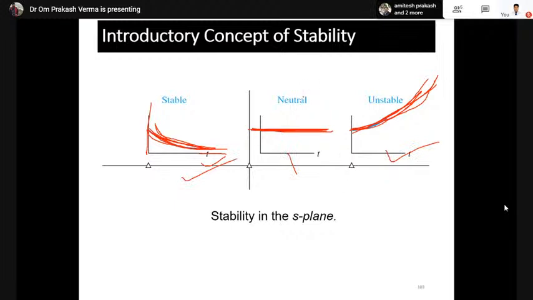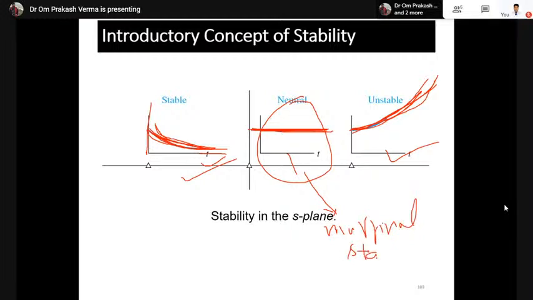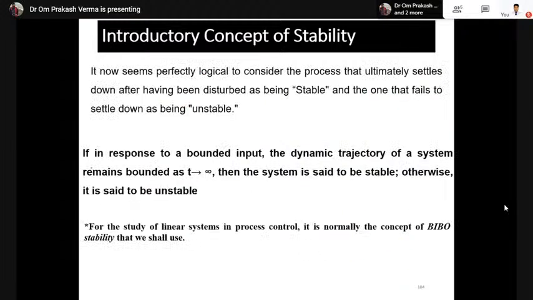In the control system, this type of case is known as marginal stability. Marginal stability. Okay. So we have defined the definition. The definition becomes: if the response to a bounded input, the dynamic trajectory of a system, remains bounded as t equals infinity.